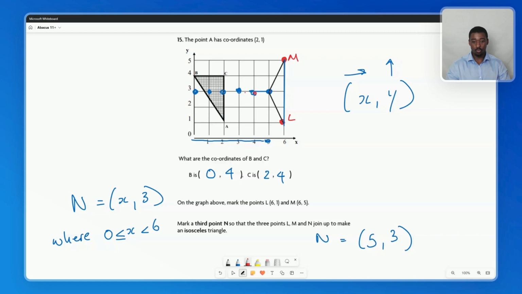Any one of these points could have worked, and mathematically we can show that by saying N equals X across, 3 up. And this works for any value of X where X is greater than or equal to 0, so all these ones, but less than 6. It can't be 6 right here. So if we clean this up, this is our answer: 5, 3 or X, 3, where X is this.